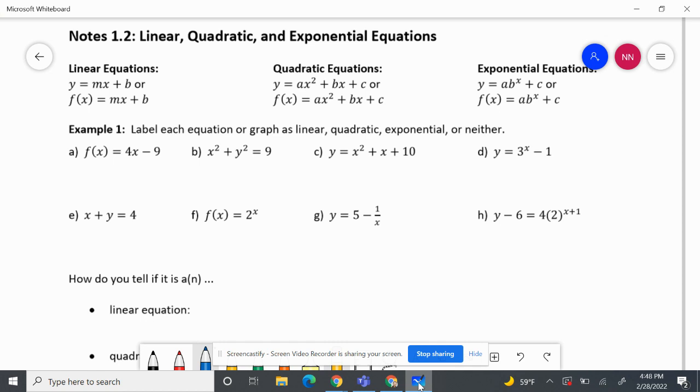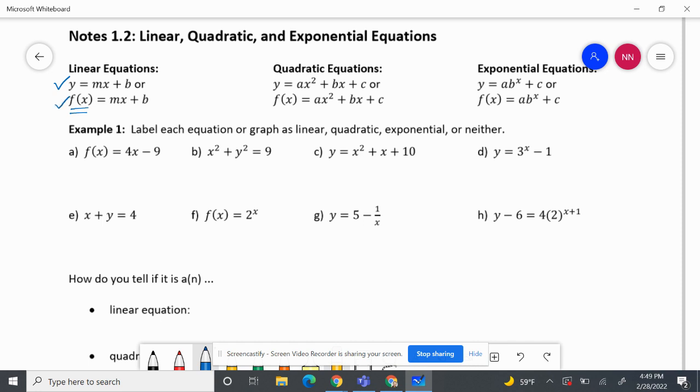What we're going to do today is look at the difference between linear, quadratic, and exponential equations. So I have just a few basic formulas up here. One is slope-intercept form, y equals mx plus b. It's also in functional form. Functional form means instead of putting a y, we put an f of x.